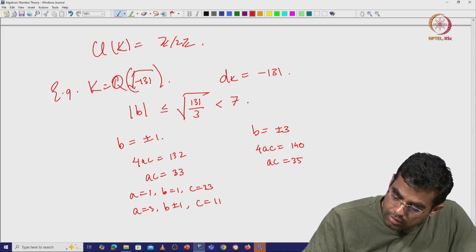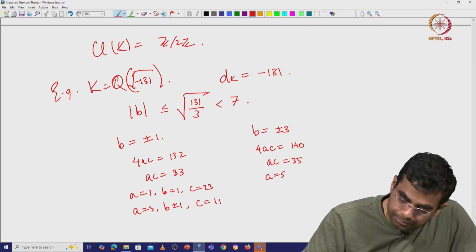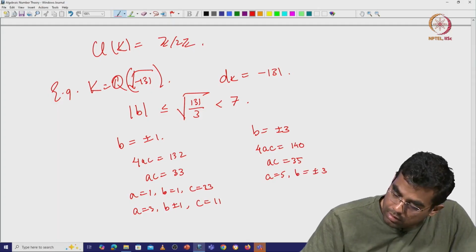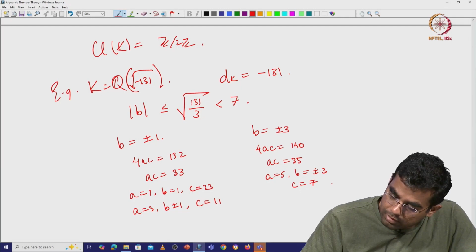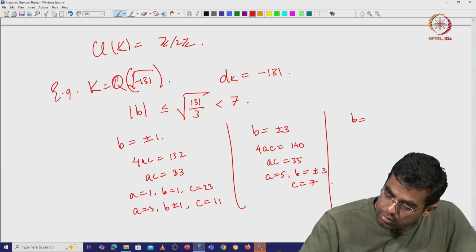So A is 5, B is equal to plus or minus 3, and C is equal to 7. So that works.